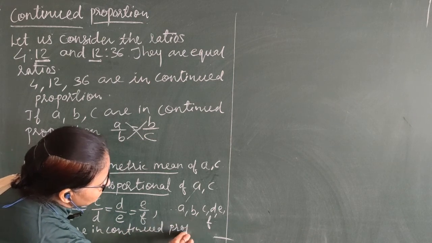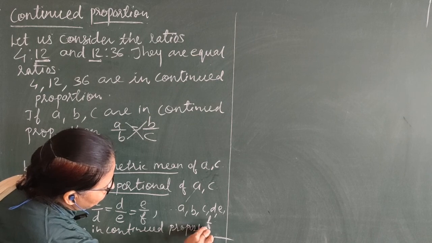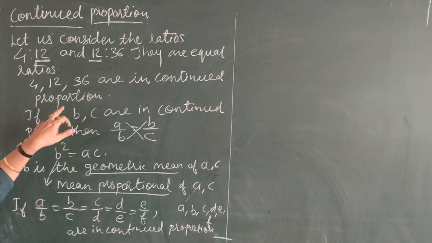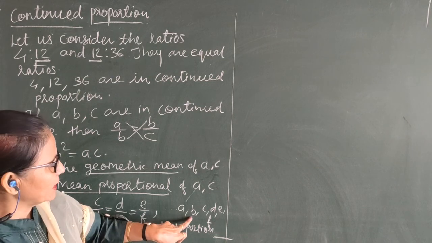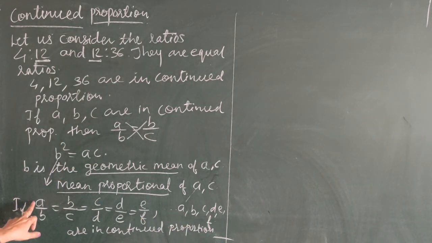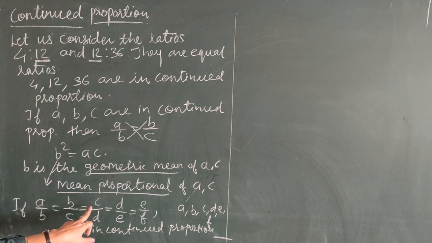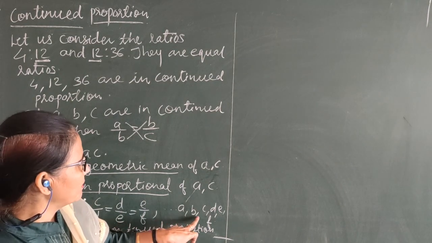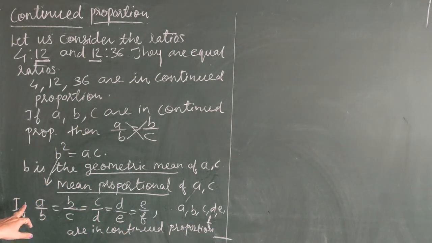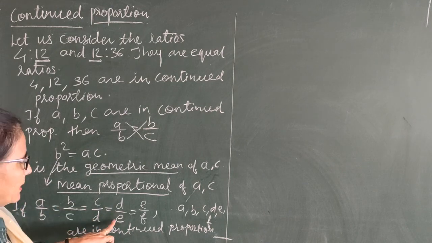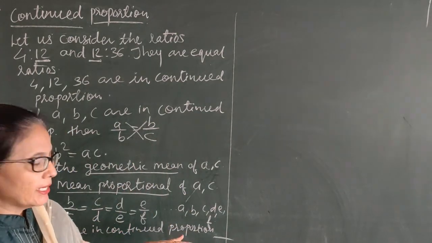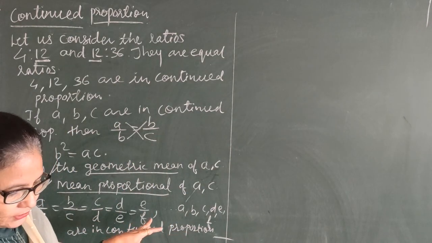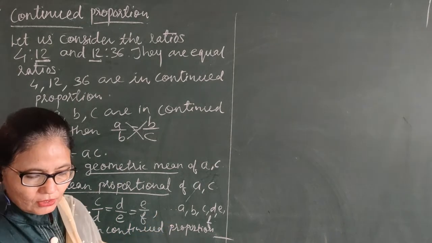Generalize means we can extend it also. Okay, like here we have taken only A, B, C. If you are taking A, B, C, D, then you will take A by B is equal to B by C is equal to C by D. Or if you want to take A, B, C, D, E, F, you will write A by B is equal to B by C is equal to C by D is equal to D by E is equal to E by F and so on. So this is the generalized form.